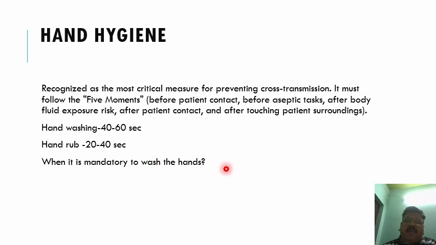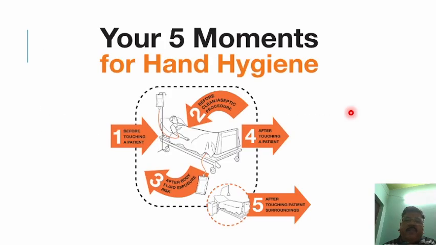So hand rub is just for in between the patients, to avoid the frequent washing of the hands. That is the only option for hand rub. Otherwise, if the hands are visibly soiled, we have to go for hand wash. So these are the 5 moments of hand hygiene: before touching patients, before clean procedure, after body fluid exposure risk, after touching patient, and after touching patient surroundings.